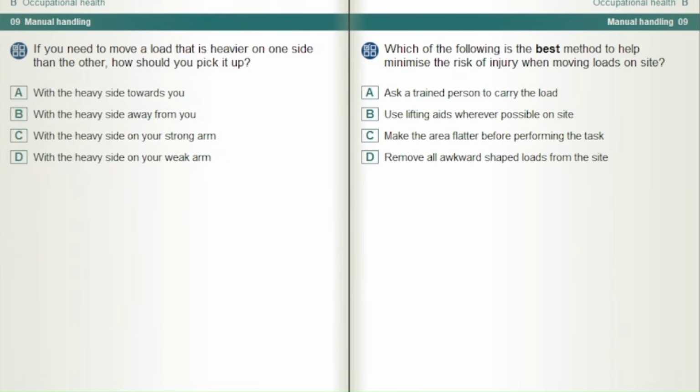If you need to move a load that is heavier on one side than the other, how should you pick it up? With the heavy side towards you. With the heavy side away from you. With the heavy side on your strong arm. With the heavy side on your weak arm.